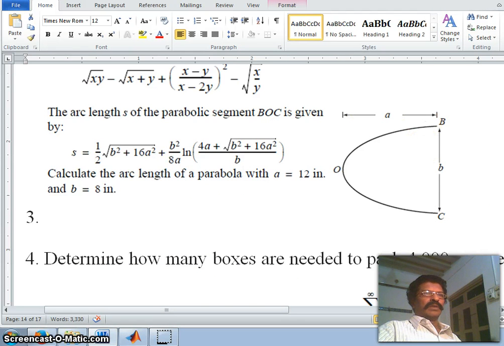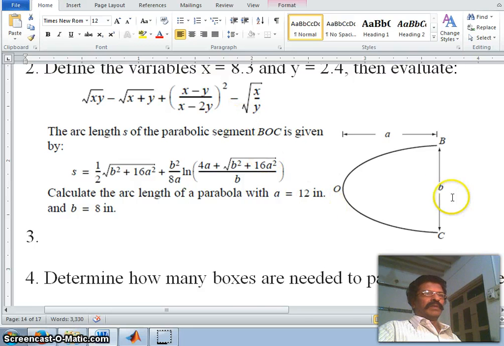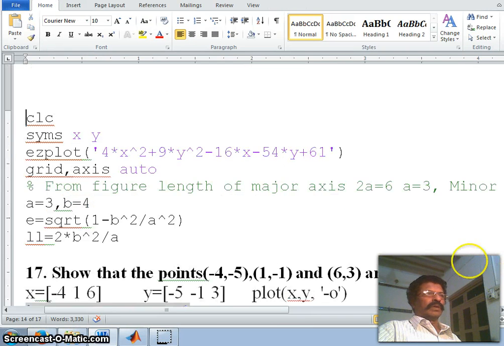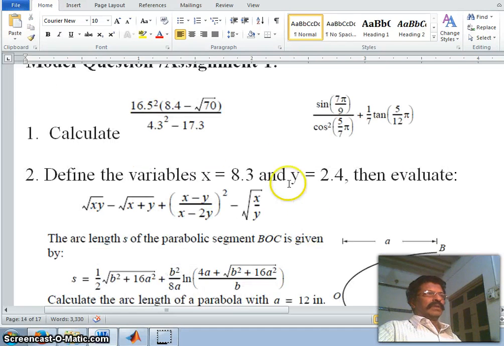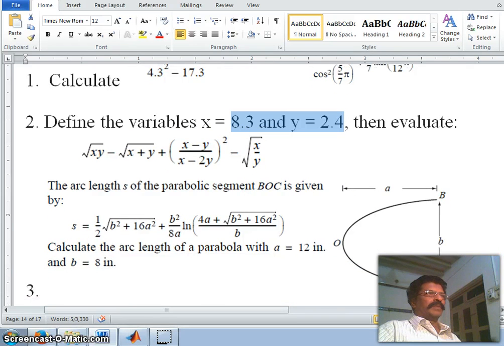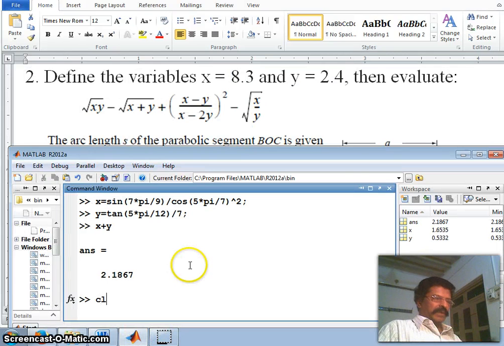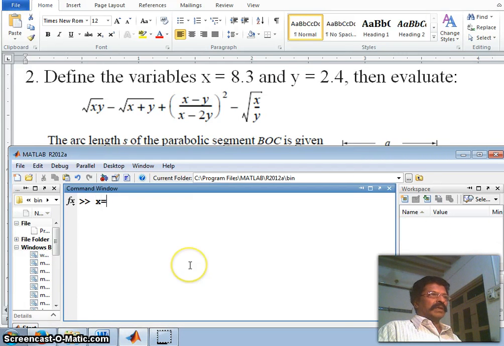Right, now coming back to the next question. The second question is: define the variables x is equal to 8.3, y equal to 2.4, then calculate this expression. This is also simple. So let us define x is equal to 8.3. Therefore, let us clear the memory locations and clear the command window. Now, second question, x is equal to 8.3. Okay, then y is equal to 2.4.